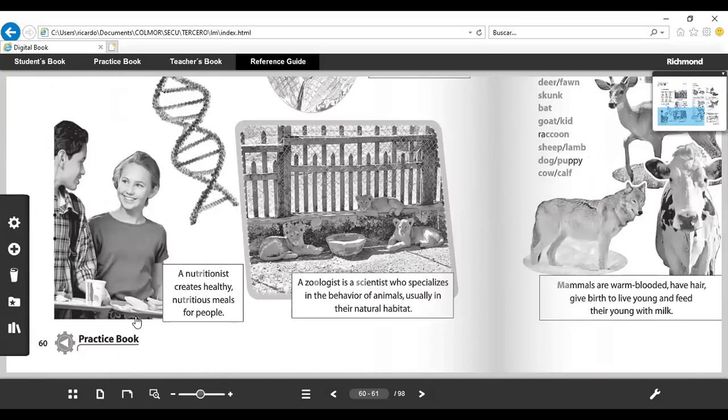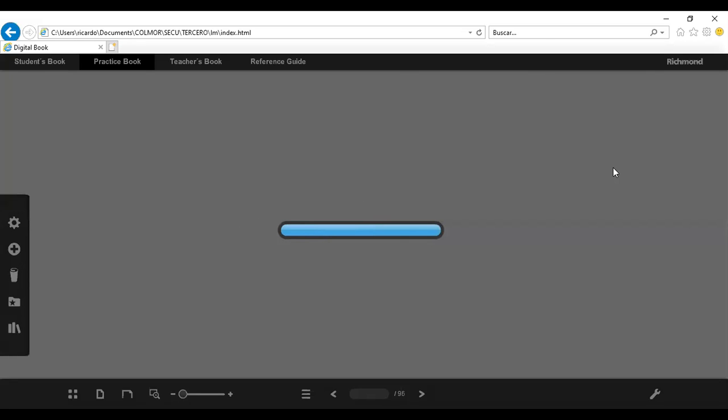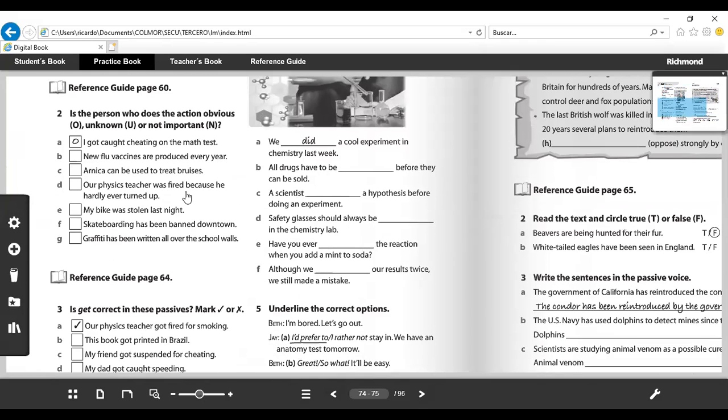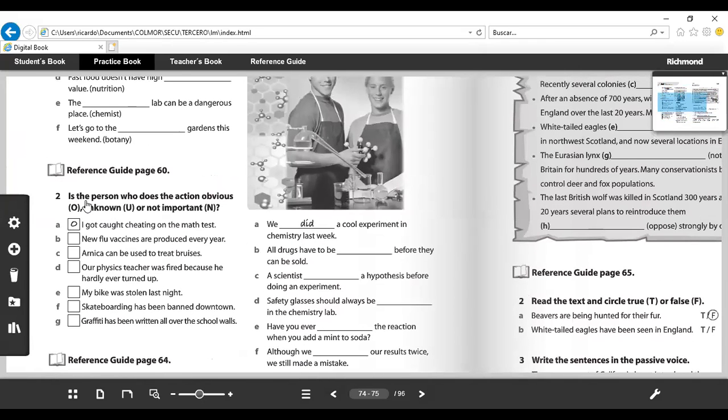So I'm going back again to your practice book. Hocus pocus! Uh-oh, it's not working. My magic. Again, hocus pocus. Okay. It took a little while, but it did work. Now, number 2, is the person who does the action obvious, unknown, or unimportant? Okay? See? Do you understand what we have to do here?